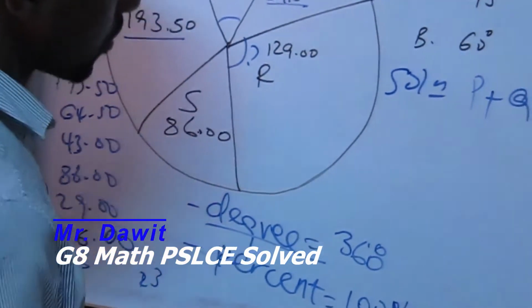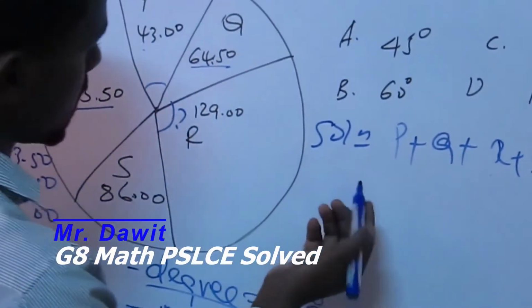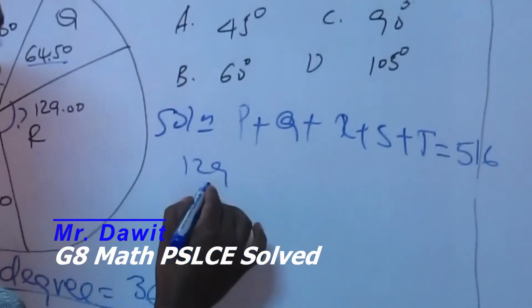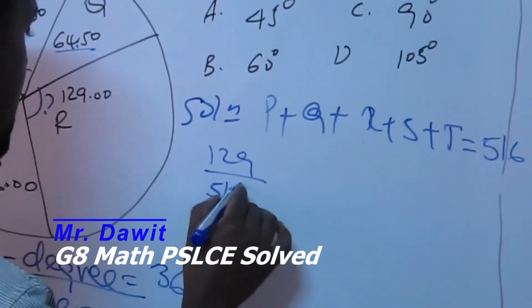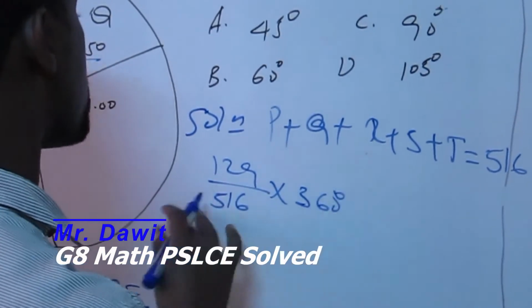Yes, it's correct. So we are going to find out in the case of degree, we have to measure it. Let's see, that becomes what? 129 over 516 multiplied by what? 360 degree in order to change into what?